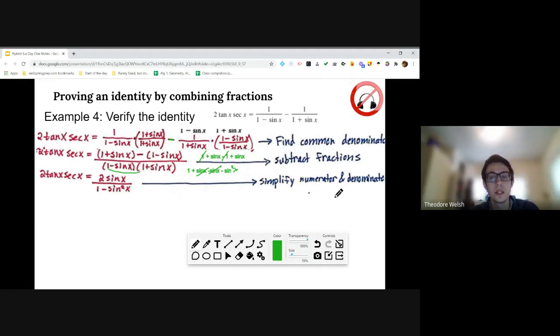So what we did was we just simplified the numerator and denominator. So you don't need to say more than that. You could say subtract in the numerator, multiply in the denominator, or FOIL in the denominator. You can be as specific as you want, but all we're doing is simplifying this fraction.